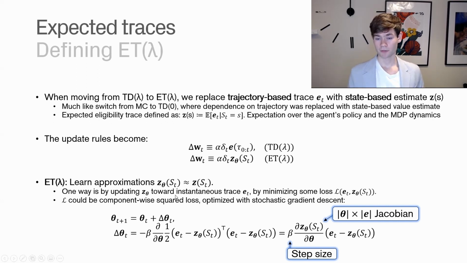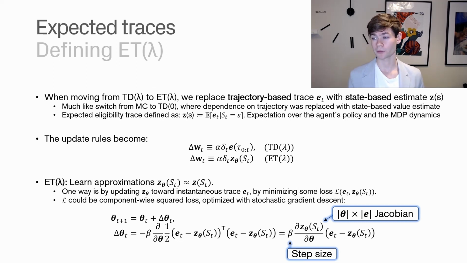Okay, so forming the algorithm of ET lambda would be to use an approximation here. You can see that we have a theta as a subscript for both of these, and that's meant to approximate the expectation up here. So z is this expectation, and then we're parameterizing that expectation by some sort of function. We want to basically learn those parameters, right? So one way is to update this toward the instantaneous trace e_t, and we would do that by minimizing some loss. That could be a way of actually constructing this algorithm.